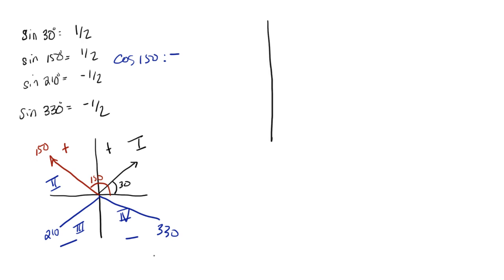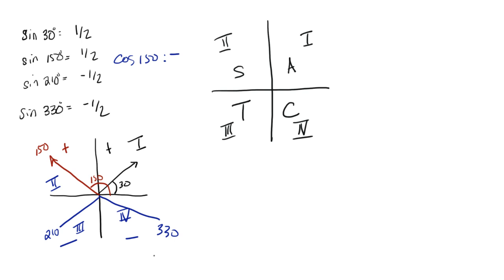Make this chart, and it goes by quadrants: 1, 2, 3, 4. You can start with CAST: C, A, S, T. First quadrant is A, S, T, C, and it has to go in this order. What does it mean? The A stands for all are positive. All the trig functions you know, sine, cosine, and tangent, are all positive in the first quadrant.